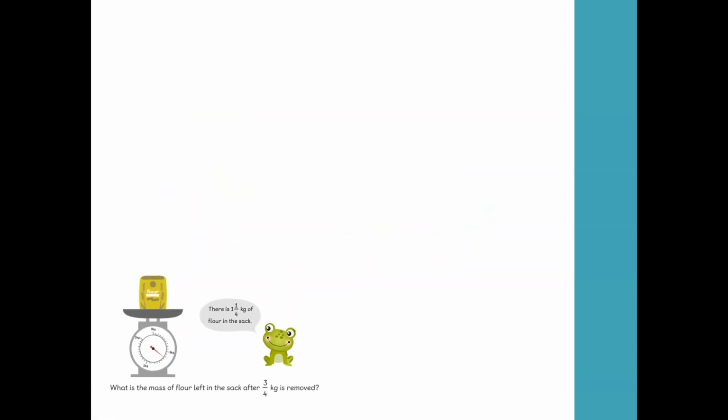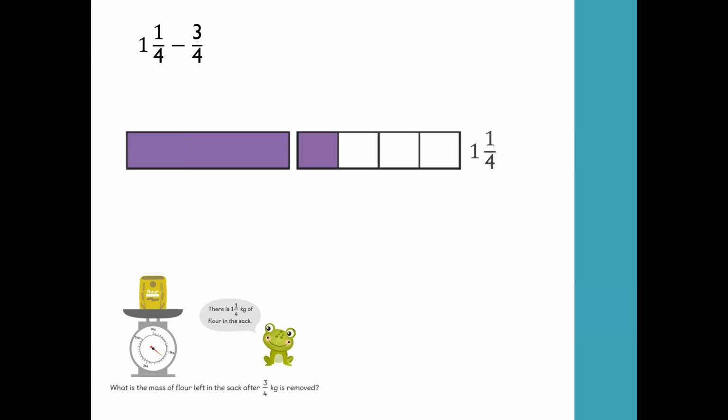We will subtract to find out. 1¼ is reduced by 3/4. First I will illustrate the original weight, 1¼ kilograms, using a bar model. I know that I have one whole bar shaded and a second bar split into 4 equal parts, with only one part shaded. I must reduce this by 3/4.